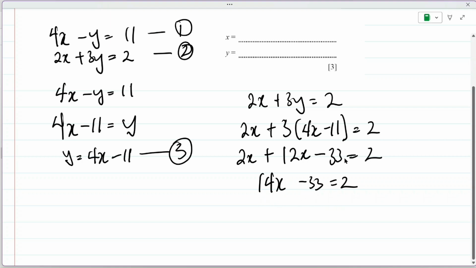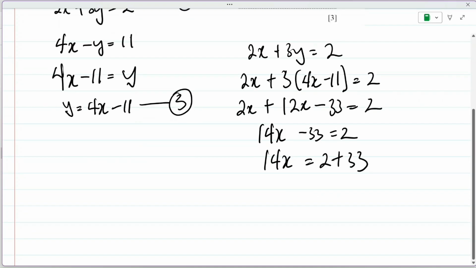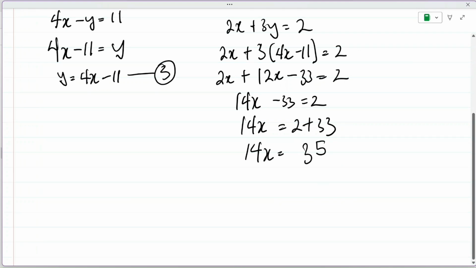The minus 33 crosses over the equals sign and turns to plus 33. So we have 14x equals 2 plus 33. 2 plus 33 is 35. Since we're looking for x, we divide both sides by 14. Divide this by 14 and this by 14. 14 will cancel 14. x equals 35 over 14.